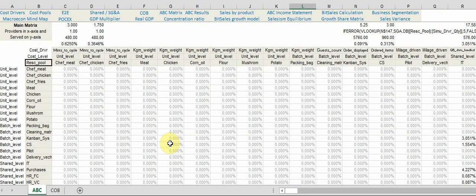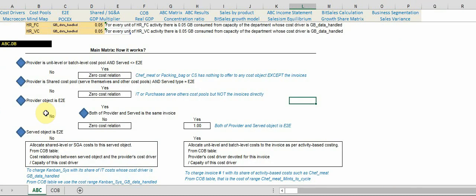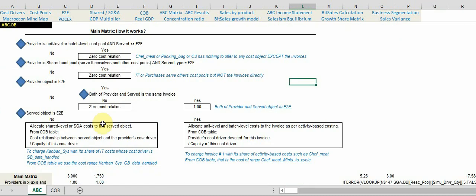Now we are going to build our activity-based costing main matrix. Our matrix will be square. The unit level, the batch level, shared cost, and invoices are the rows, and they are also the columns at the same time. The column headers are the provider's cost object, while the rows are the served cost object. Here is a guide to how to fill the matrix.